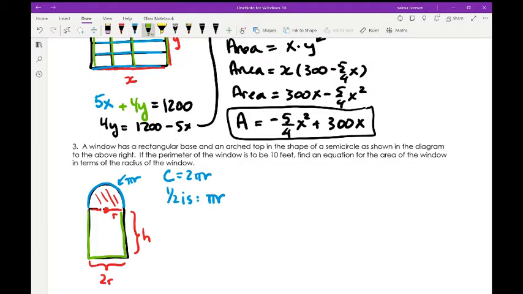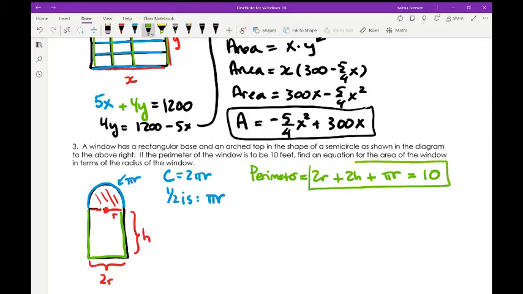So here's what I've got for perimeter. The perimeter is 2r, which is the bottom, plus 2 h's, which are the two sides, plus pi r, which is the blue part on the top. And that perimeter was the given information. That's the 10 feet that we're dealing with. So there's one equation that I've got.